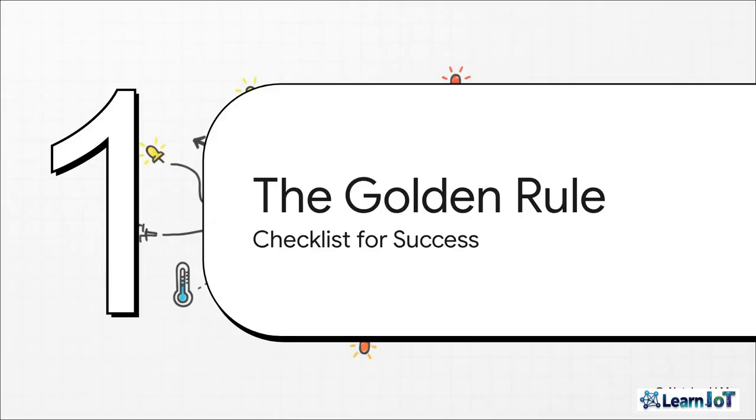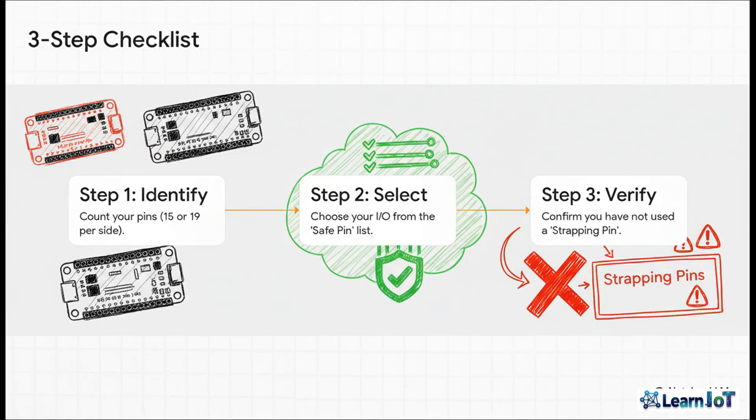All right, I know that was a lot of information about pins, so let's boil it all down to one golden rule, a simple checklist you can run through every single time to make sure your projects work on the first try. So here it is, your 3-step checklist. Every single time you start a new project, just do this. 1, count your pins so you know if you have a 30 or 38 pin board. 2, when you pick your pins, start with that safe pin list we talked about. And 3, just do a quick final check to make sure you didn't accidentally use one of those 5 strapping pins. That's it. If you do that every time, you'll be golden.